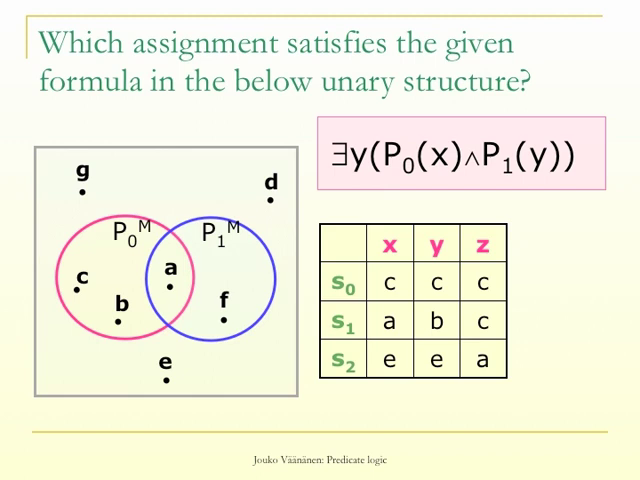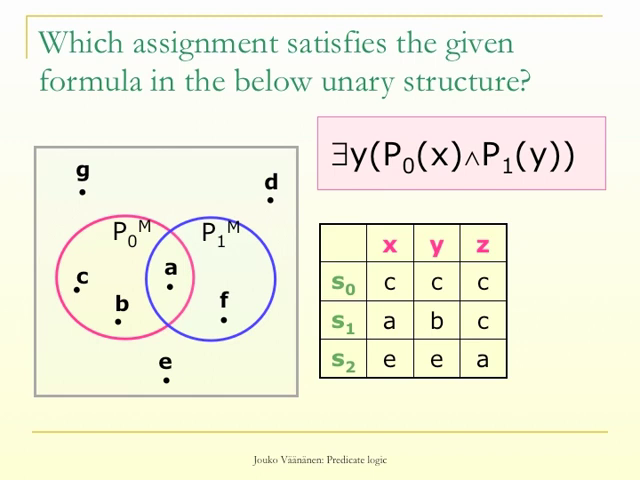S0 gives x the value c. Intuitively, this formula asks, is it so that we can find a value for y which satisfies p1, and at the same time the value of x satisfies p0? So let's look at p1. What is in p1? a and f. So we should try a and f.